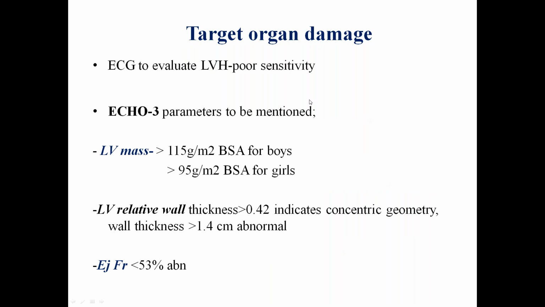So why are we so bothered about this pediatric hypertension? We are bothered about the target organ damage, and especially to the heart. Silent hypertension, we know, is a killer. So to identify the target organ damage to the heart, that is the left ventricular hypertrophy, echo is the best modality. ECG has relatively poor sensitivity to identify moderate to severe left ventricular hypertrophy, and various parameters like left ventricular mass, the left ventricular relative wall thickness, and ejection fraction are looked at in a good echo to identify any target organ damage because of the preceding hypertension.